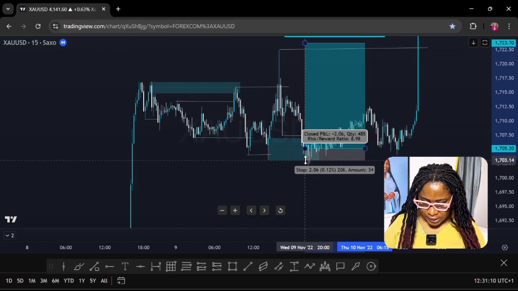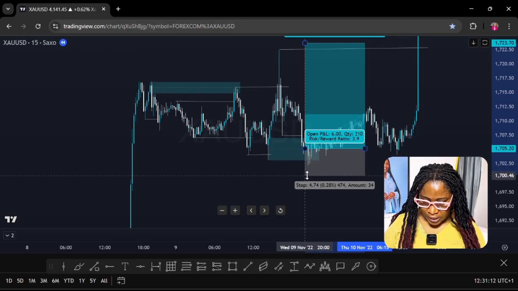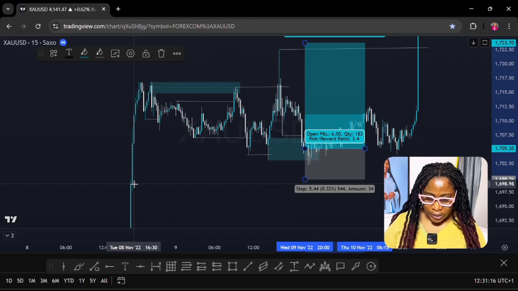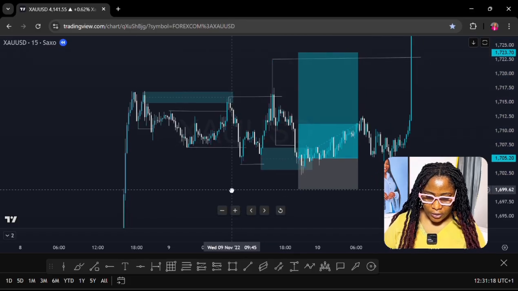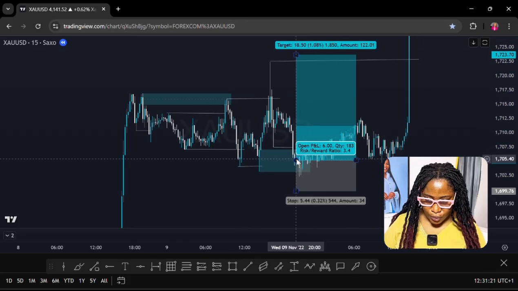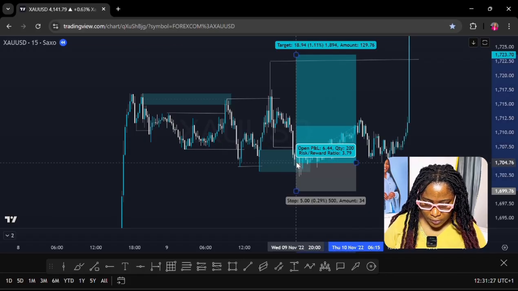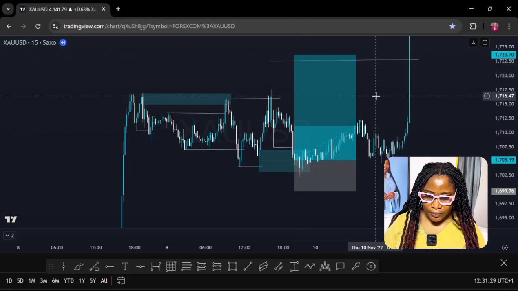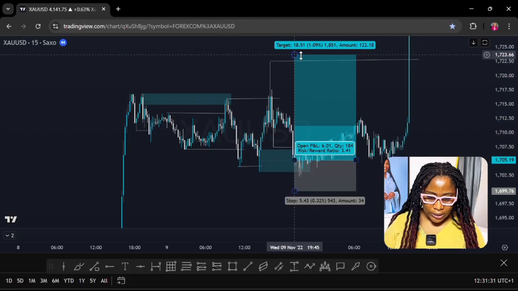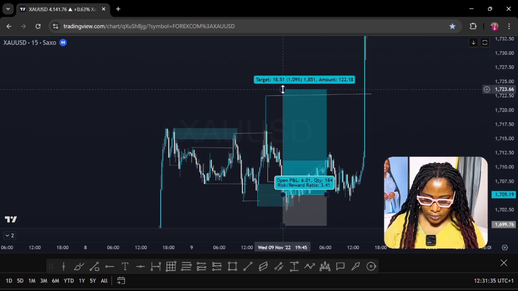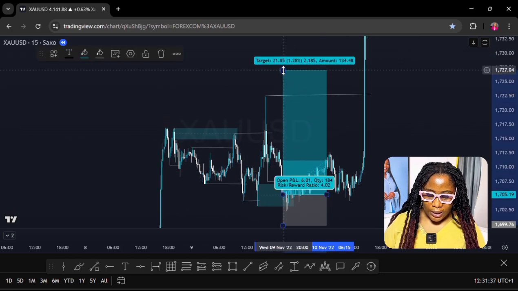But you know you can't put your SL here. You have to give it room to breathe. I really love to put it on top of this wick or use the body, but here is fine. And you must be sure it's up to 1:4. If it's not up to 1:4, and when I'm dragging it low I don't go below this 50% discount line, it's better I don't even take the trade. And we smashed it.